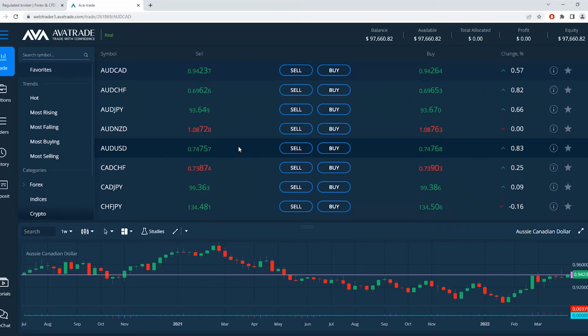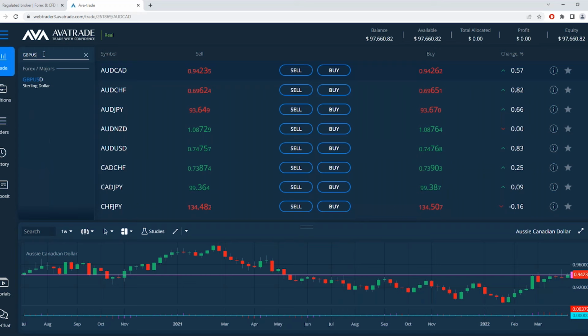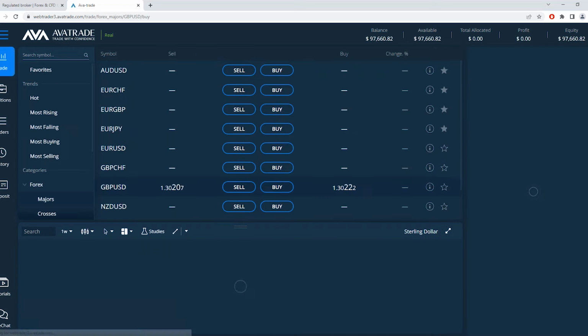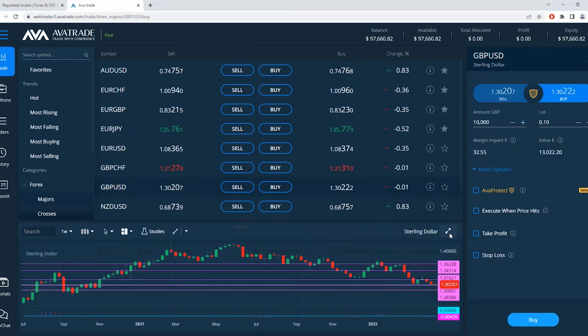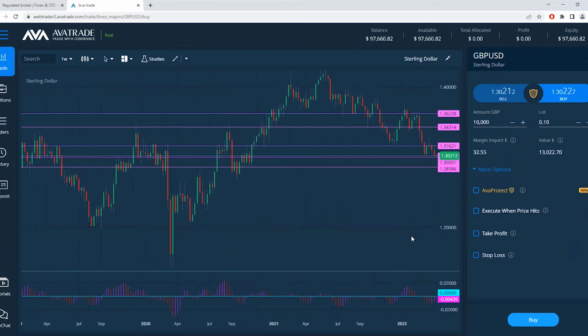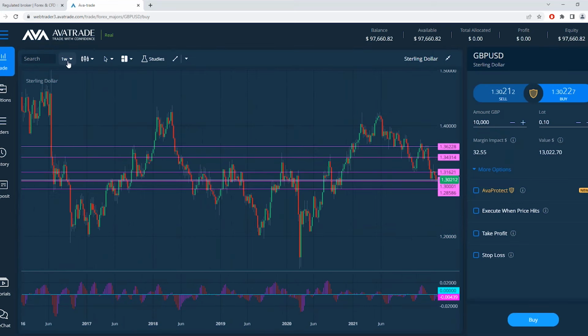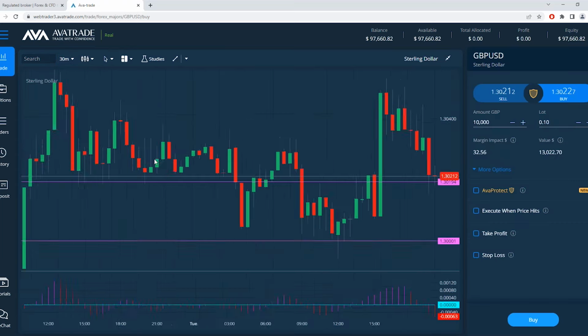Okay, so let's take a look then currently at GBP USD we were looking at. Okay, so we'll bring this up. Let me expand the chart a bit on the GBP USD. We'll go off the 1 week candles. Let's just look at today, 30-minute candles.